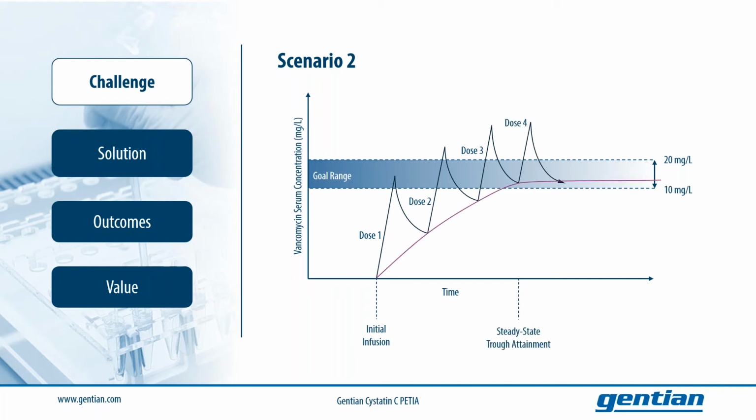And while steady-state trough concentrations of the drug are ideally reached by the time the third dose is administered, ensuring that the trough concentration remains within this narrow therapeutic range depends largely on how accurately the clearance rate of the drug is calculated.